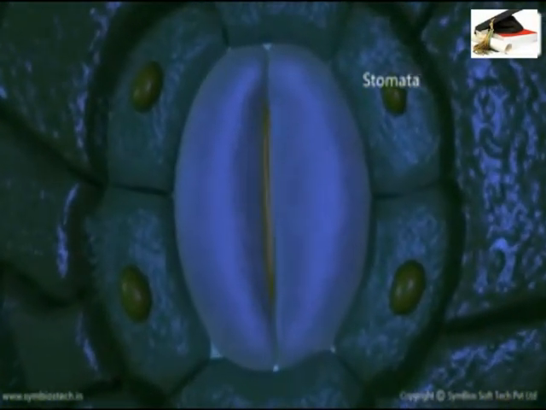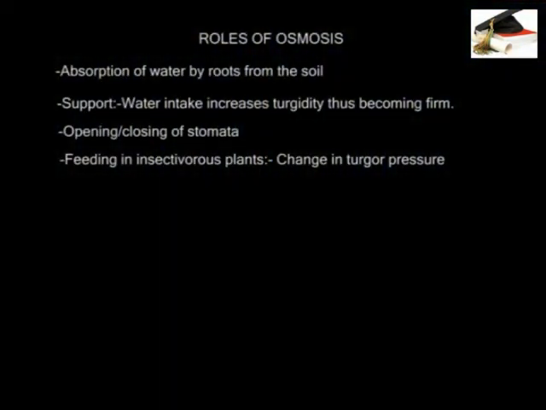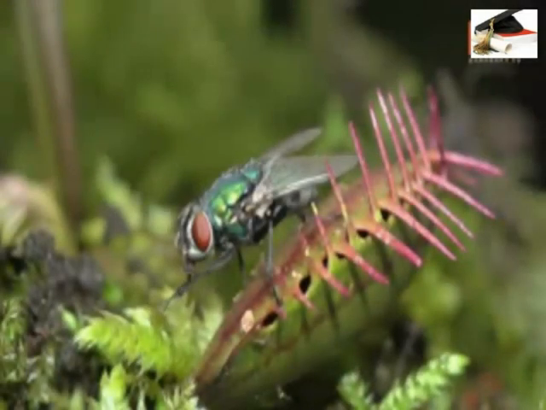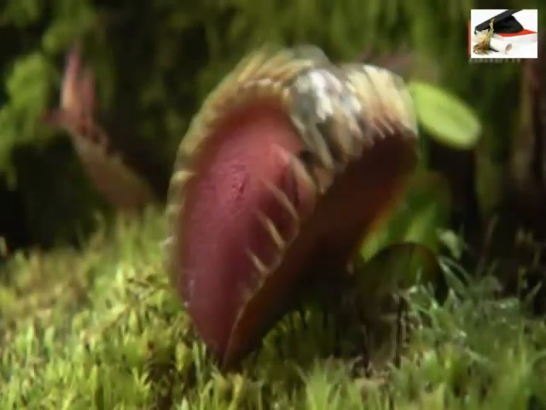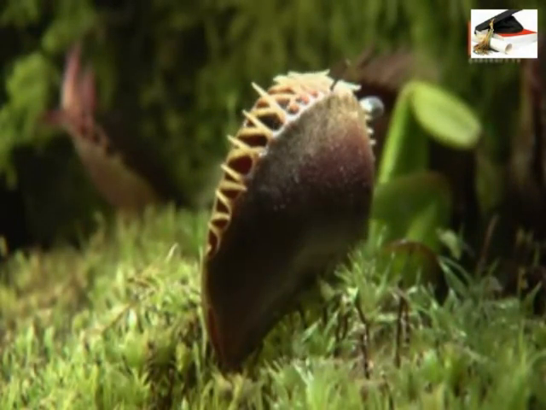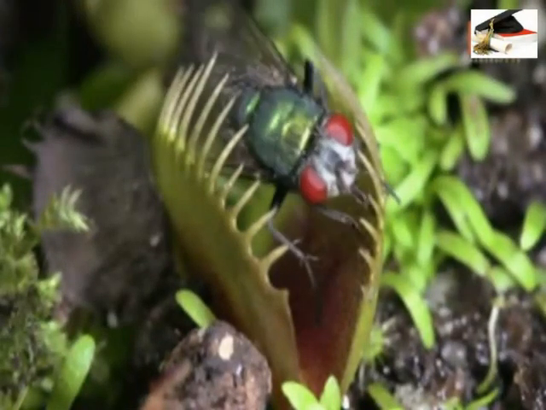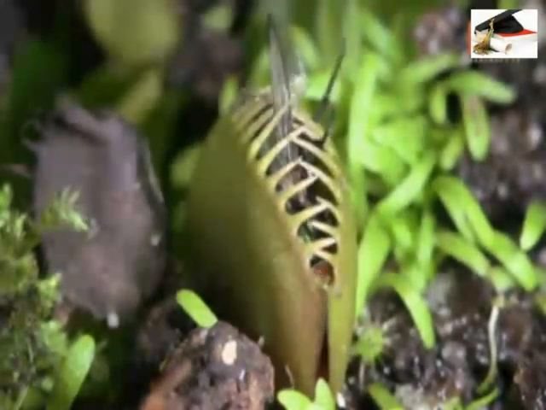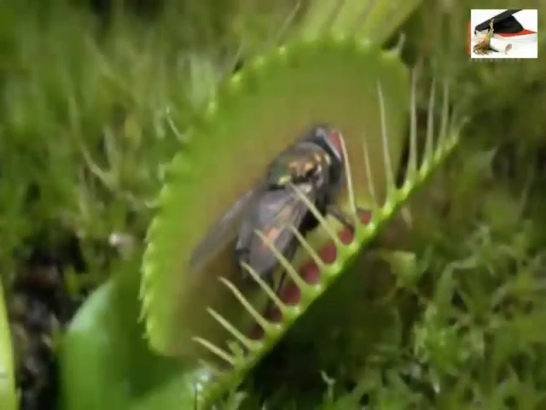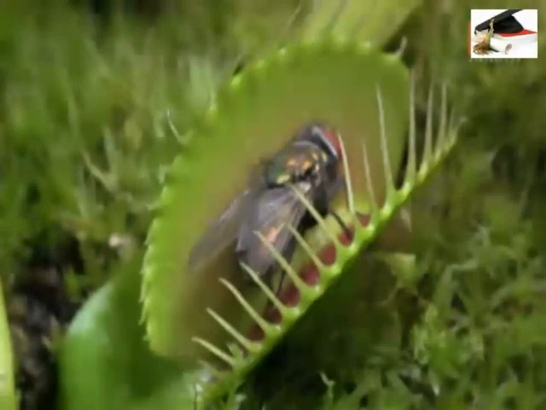Feeding in insectivorous plants. Now, insectivorous plants are plants that trap insects using special structures that suddenly change their turgor pressure when disturbed. The change in turgor pressure enables the special structures such as leaves to close, trapping the insect, which is digested to provide amino acids.